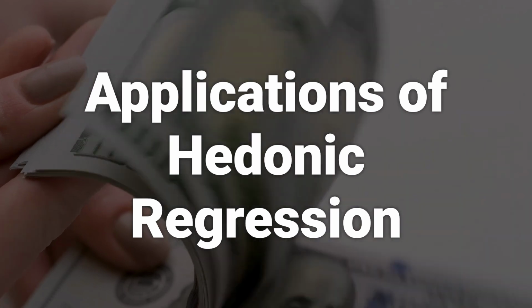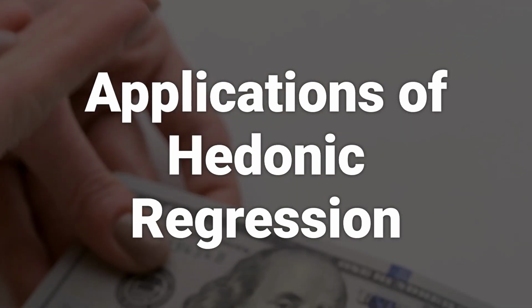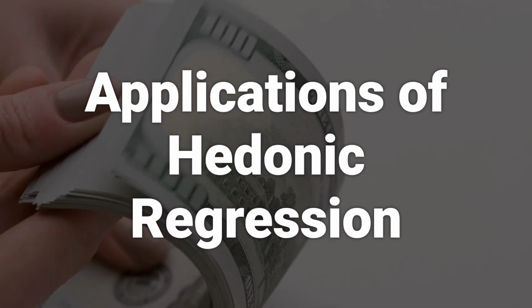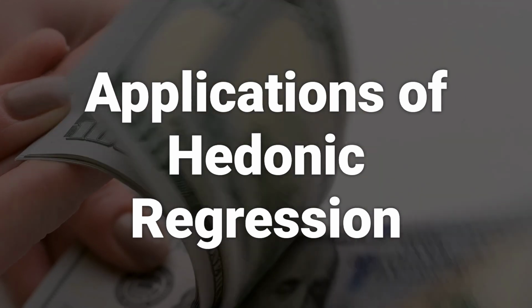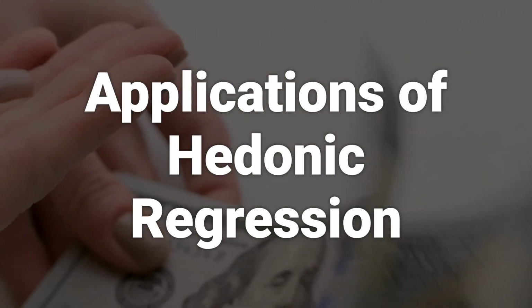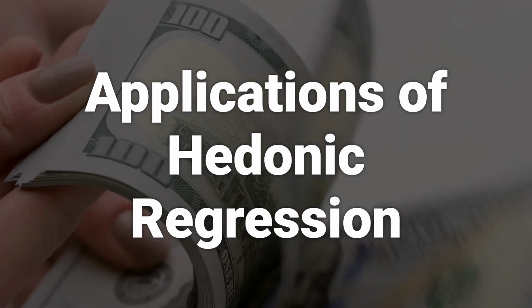The most common example of the hedonic pricing method is in the housing market, wherein the price of a building or piece of land is determined by the characteristics of the property itself, as well as characteristics of its surrounding environment.